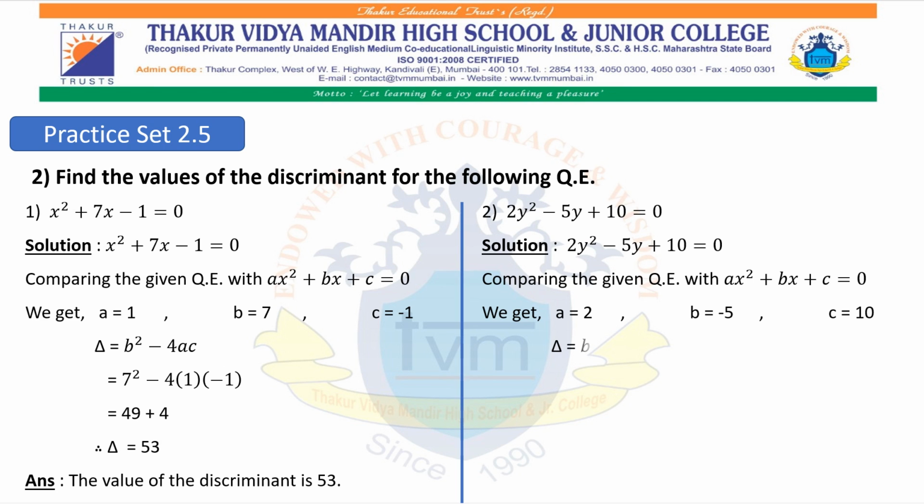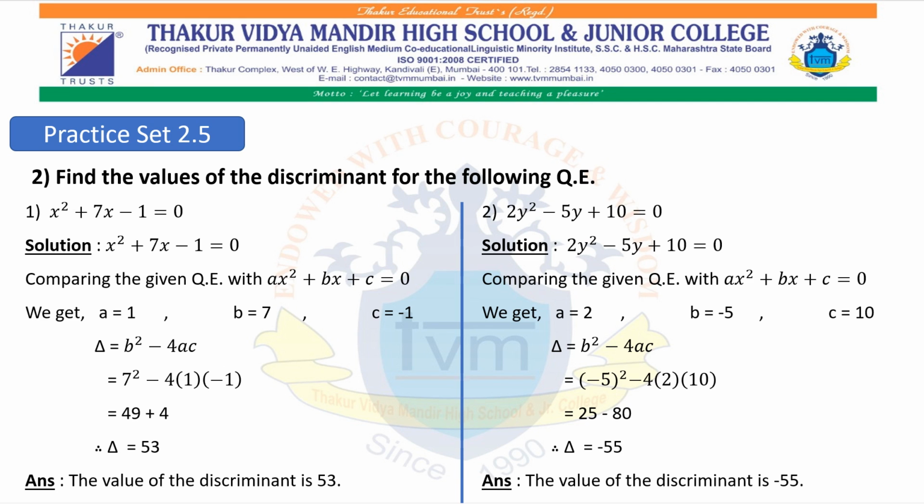Now we will apply the formula of delta. Delta equals b square minus 4ac. Let us substitute the values of a, b and c. We will get (minus 5) square minus 4 into 2 into 10, which can further be written as 25 minus 80. After solving, we will get the delta value as minus 55. Therefore, the value of the discriminant is minus 55.